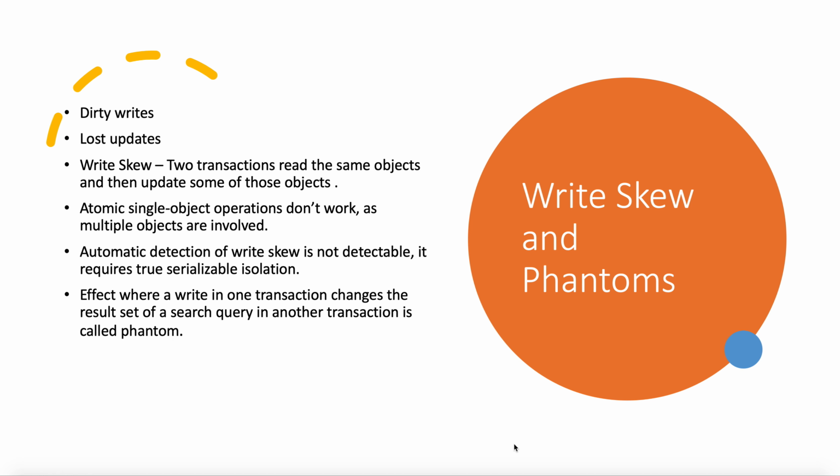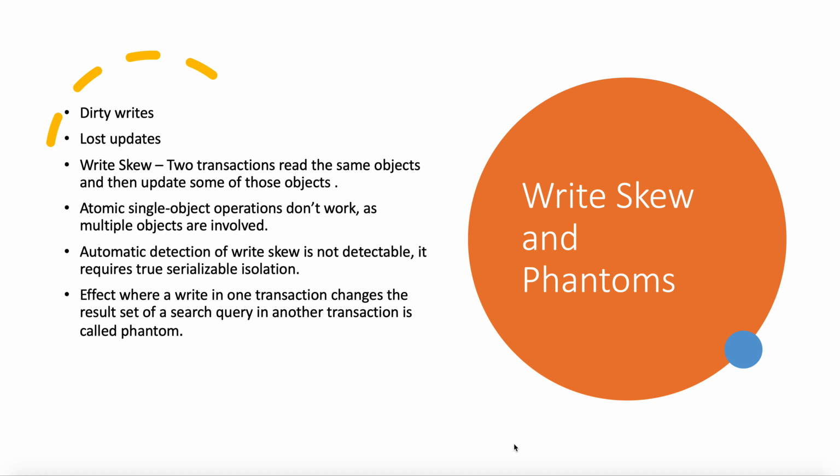Now Alice updates her on-call record to take herself off call, and Bob likewise updates his. Both transactions commit, and now no doctor is on call. The requirement of having at least one doctor has been violated. This anomaly is called a write skew. It is neither a dirty write nor a lost update, because the two transactions are updating two different objects.